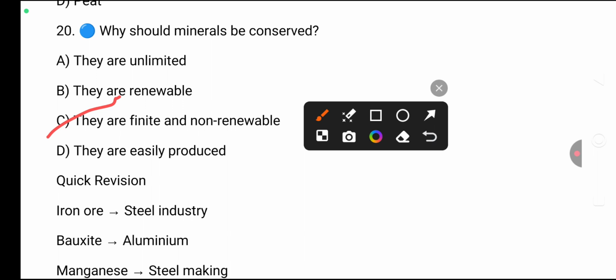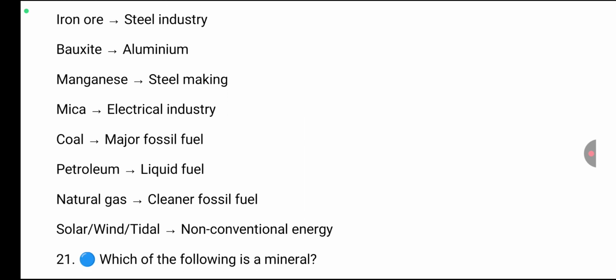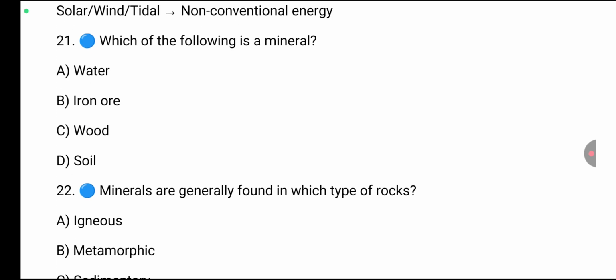Now moving on to the question. Here it is given: iron ore is steel industry, bauxite is aluminium industry, manganese is steel making, mica is electrical industry, and coal is... Okay.